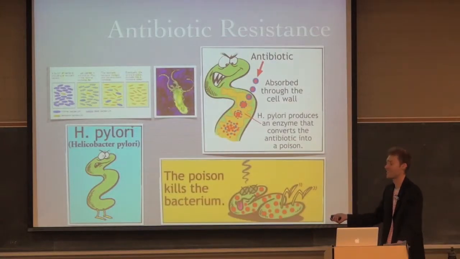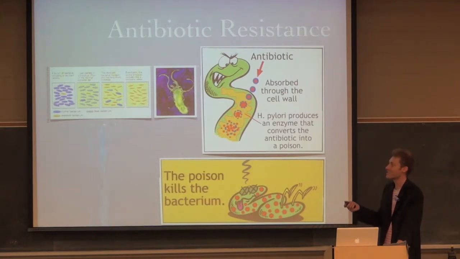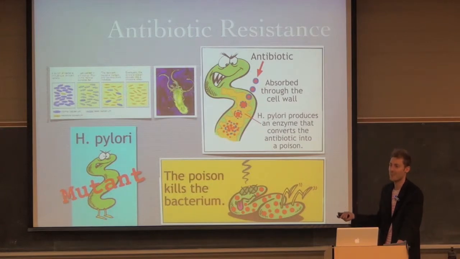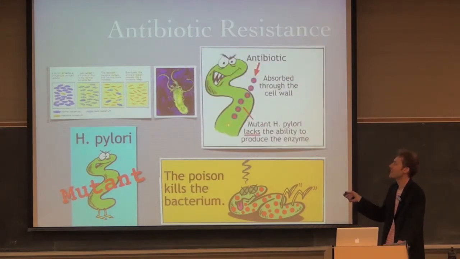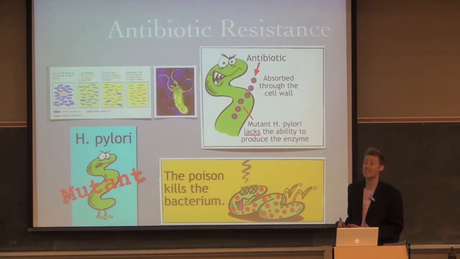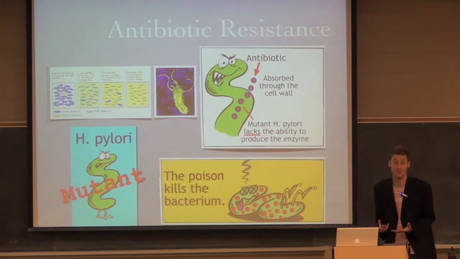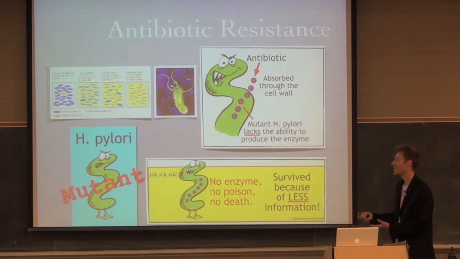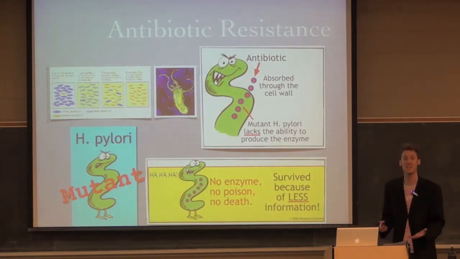Assisted suicide, okay? You use something the organism has to kill it. Here's the problem with our situation currently. There's actually a mutant H. pylori, and he actually doesn't produce the enzyme. He lacks the ability. He's developed this mutation right where the enzyme would be produced, but it's not produced. So what happens? If you have no enzyme, you have no poison, and you have no death.